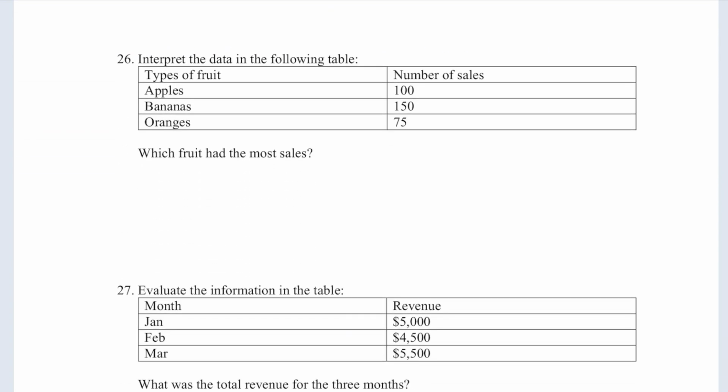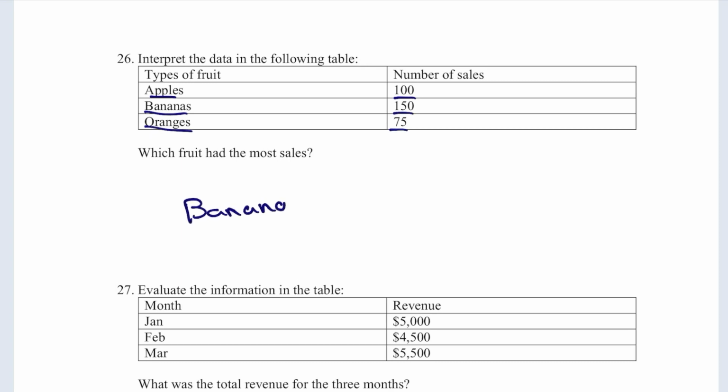All right, when we look at tables, the answer is right in front of us. So for example, which fruit had the most sales? Apples had 100, bananas had 150, and oranges had 75. So the answer is bananas.